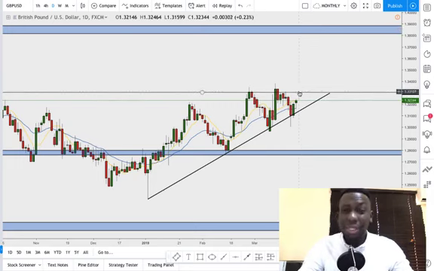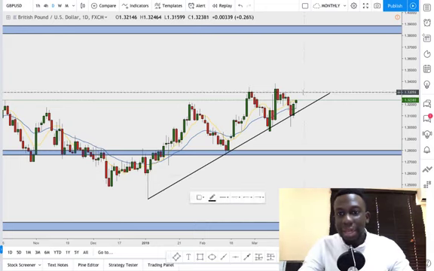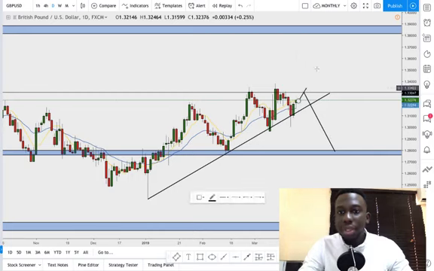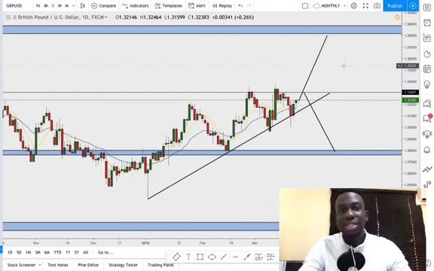However, if we don't break this level and we come in here, test here, because as you can see, this is still a strong level of resistance, and we roll, let me just show you. If we get here and then start breaking to the downside and roll over, this is what could happen. We could come in here, test this level and start heading back to the downside. Or we could get here, break this level, and then head all the way to the upside like this. So these are the two scenarios for GBPUSD.